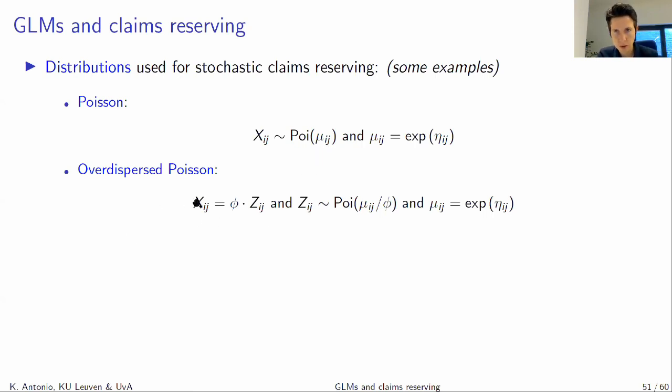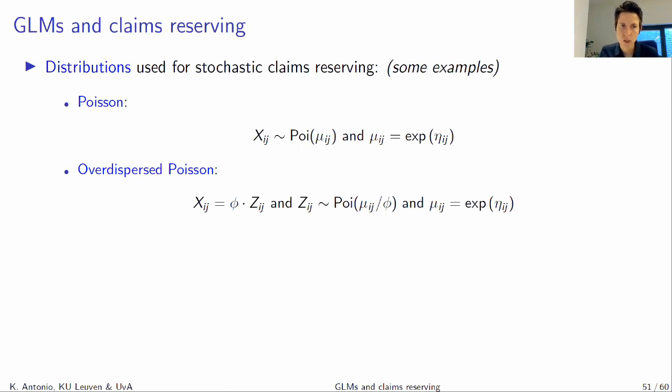But if we look at the variance of x, then the variance of x is phi squared times the variance of z. But the variance of z, because it's a regular Poisson distributed random variable, is mu divided by phi. So the variance of x becomes phi times mu. And if this phi parameter is above 1, then we are introducing extra dispersion, or over dispersion, compared to the regular Poisson assumption. Yeah? So this is how you can put that together.